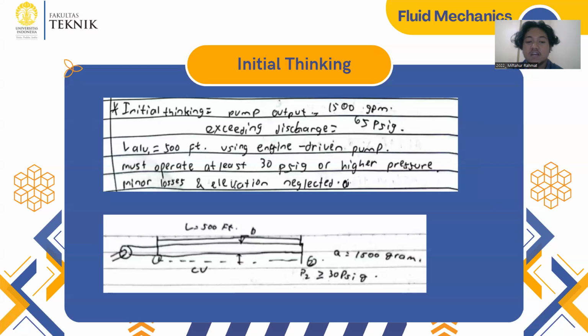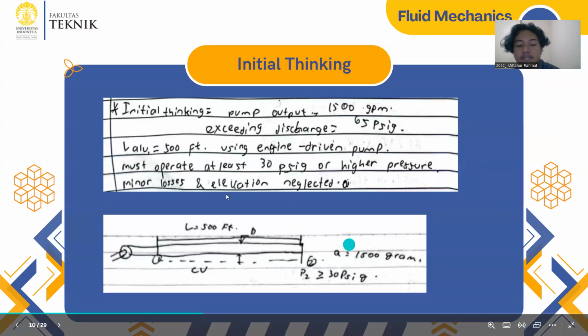For the initial thinking, we need to find out that the pump output is about 1500 GPM and the discharge pressure does not exceed about 65 psig. The length of the aluminum tubing is 500 feet. It uses an engine-driven pump and must operate at least at 30 psig or higher pressure. Then we need to find the minor loss, with elevation neglected. This is the picture of the initial thinking so that we can see it very clearly.